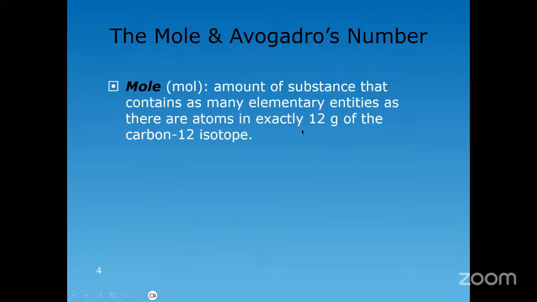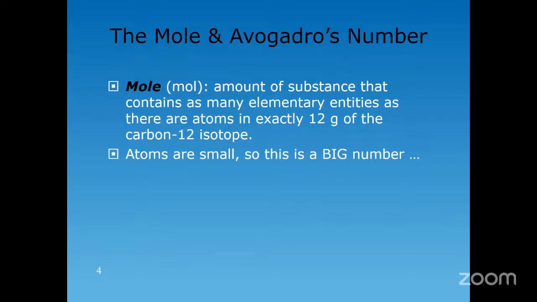So basically, here's the definition of the mole. The amount of substance that contains as many elementary entities as there are atoms in exactly 12 grams of the carbon-12 isotope. So that's the actual definition of the mole. Now, in terms of the number of items, elementary entities, particles, and so on, that's in a mole, that's a big number, as I said before, and it's equal to 6.022 times 10 to the 23, right?